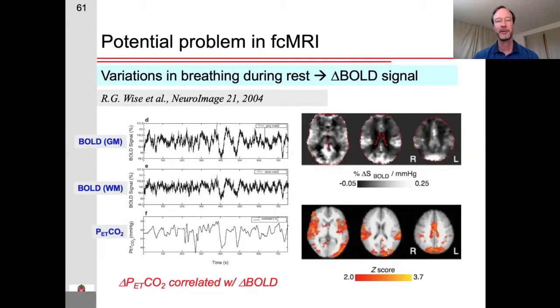In addition, the breathing naturally varies during rest, and this causes changes in the arterial CO2 as reflected by the end-tidal CO2. So in this study from Richard Wise, he looked at the end-tidal CO2 as shown in the trace on the bottom, and compared that to the average gray matter and white matter signal, and you can see striking correlations. And on the right, you can see the areas that show these strong correlations between the end-tidal CO2 and the MRI signal. And the reason for this is that the CO2 is a very potent vasodilator. So if you breathe more shallowly, or if you hold your breath, the CO2 builds up, causes the vessels to dilate, and you get a BOLD response. You get an increase in the MRI signal.